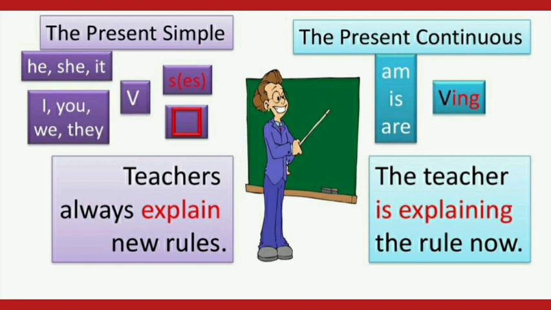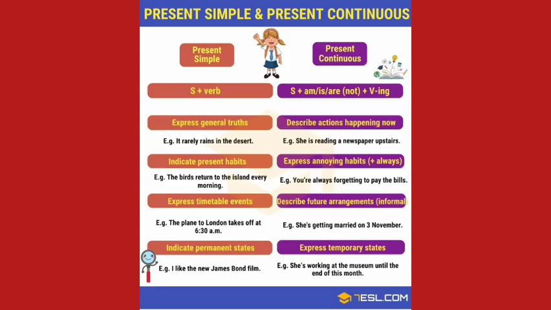Okay. Now we need to learn the basic differences between the simple present tense and present continuous tense. The sentence structure for the simple present tense will be like that: subject plus present form of the verb. And in the present continuous tense, you have to write subject. As per the subject, you need to write your auxiliary verb am, is, are. If it is negative, then not, and then present form of the main verb with ing.